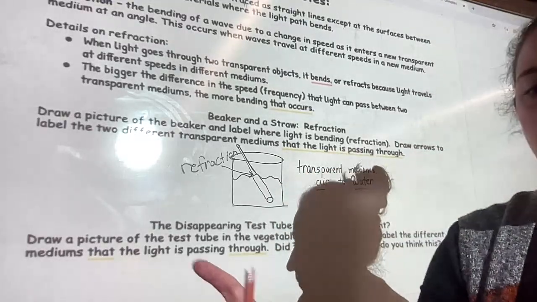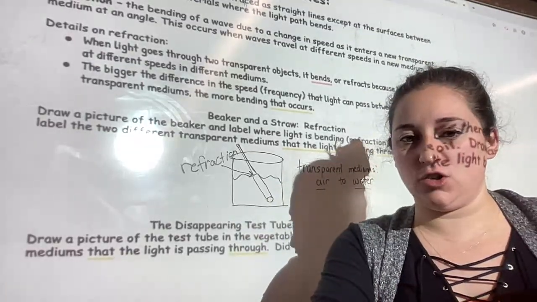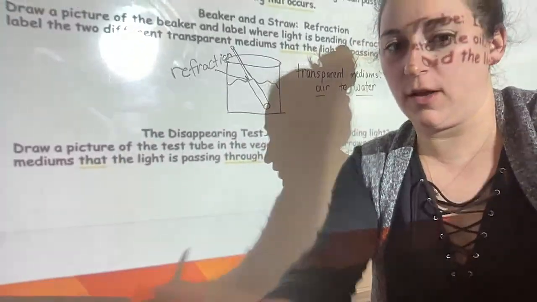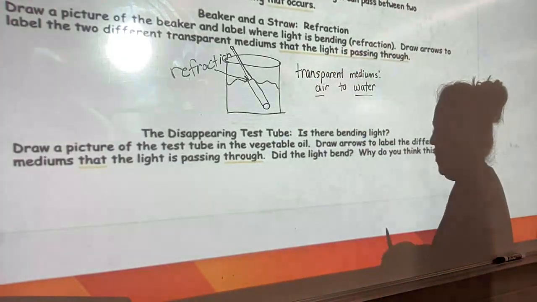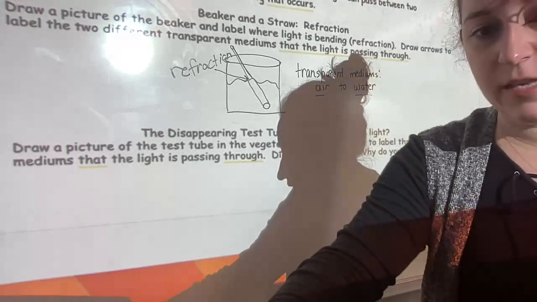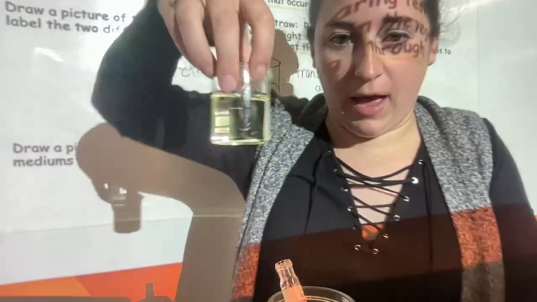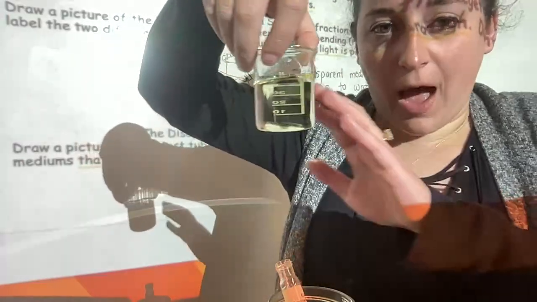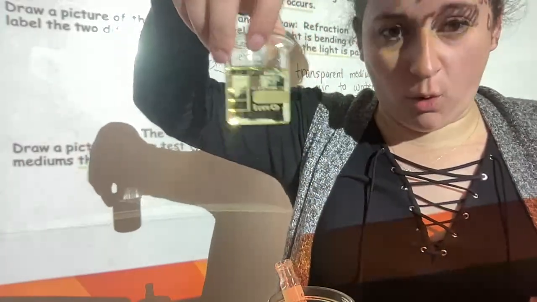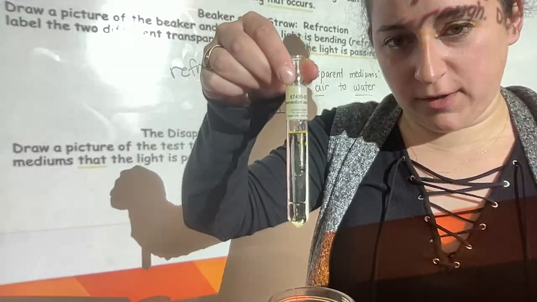Now I've got another demo for you, and this is actually showing what happens if the speed doesn't change. So if you look at the one down here, we're going to look at a disappearing test tube, and we want to ask ourselves, is the light bending? Now what I have here is a glass beaker. I've got some vegetable oil in it. I also have another glass test tube, and there's also vegetable oil in this.